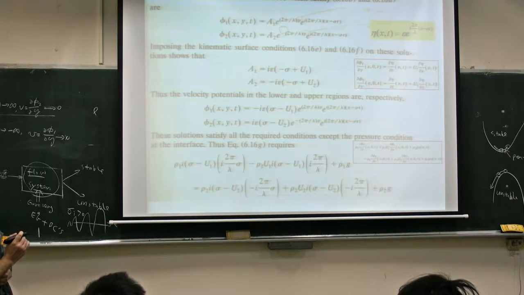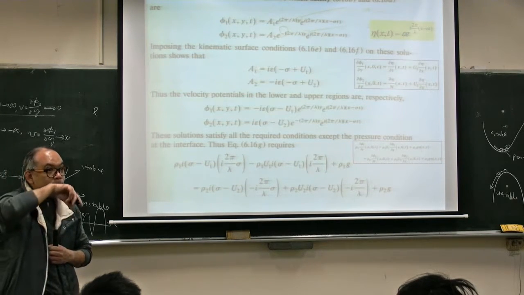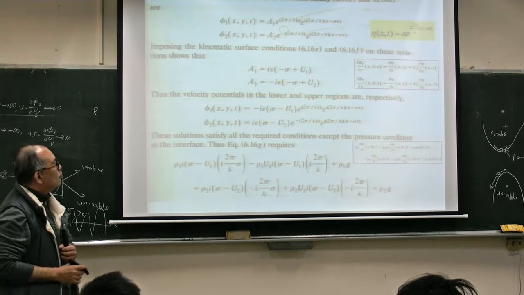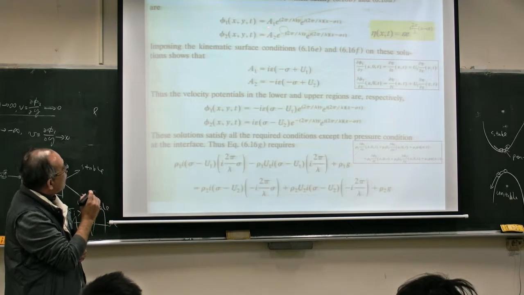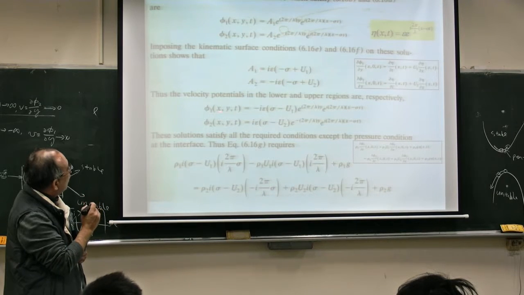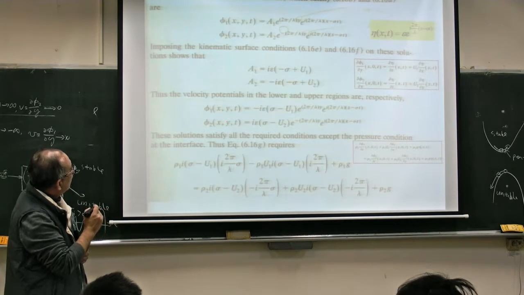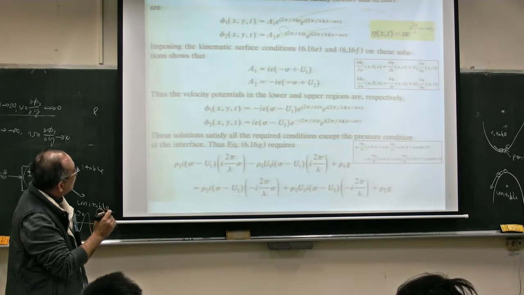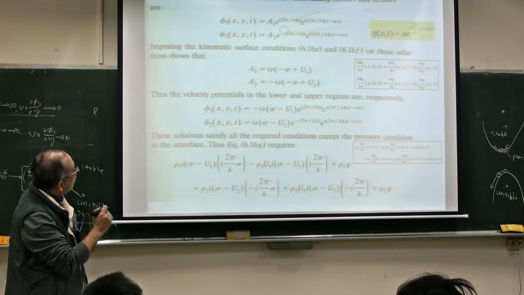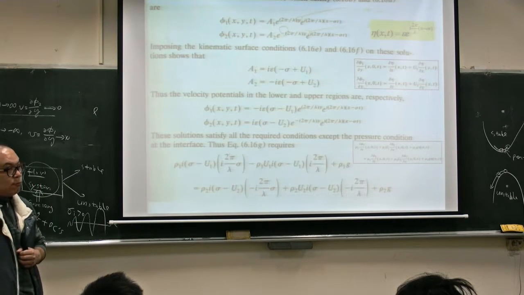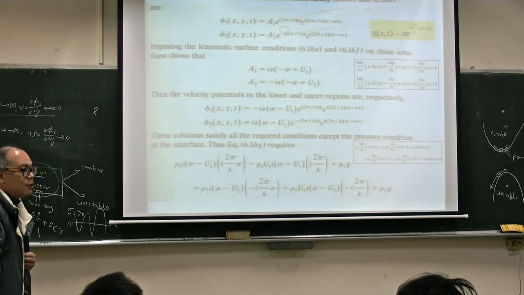Similarly, we have a kinematic boundary condition for V2 here, and by using this equation I can get A2. This A2 should be equal to this. So when I get A1 and A2, I substitute back into the solution form. V1 is equal to A1 times this, and V2 is equal to A2 times this. So this is our velocity potential for this system.